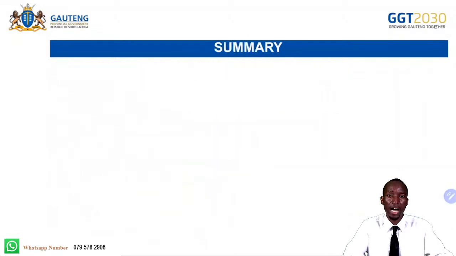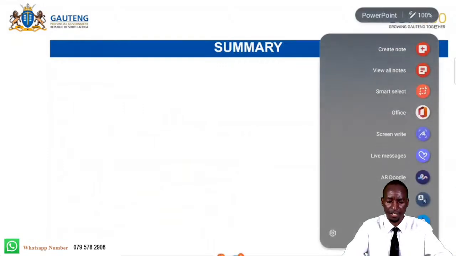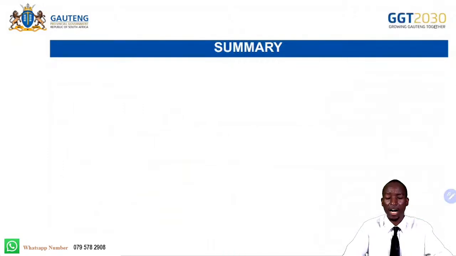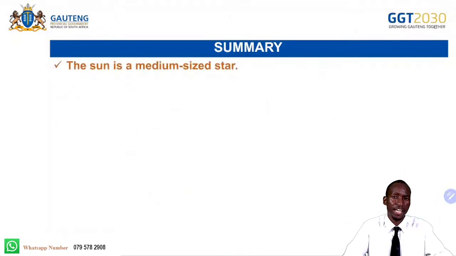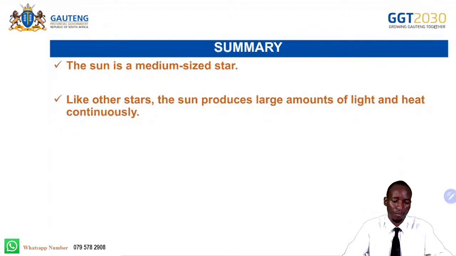As we move on, let's get to the summary of our lesson and recall everything that we just discussed. We spoke about the sun as a medium-sized star. We also spoke about that, like other stars, the sun produces large amounts of light and heat. These are produced continuously, which means that the sun does not stop to produce and release heat and light energy. It does so throughout.